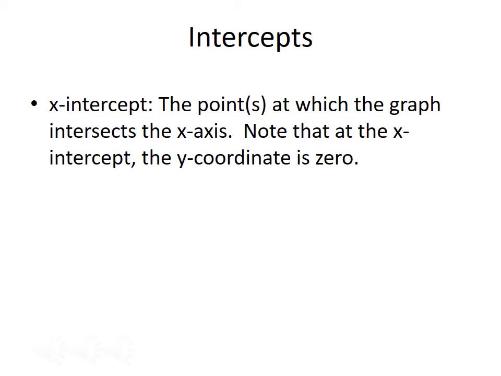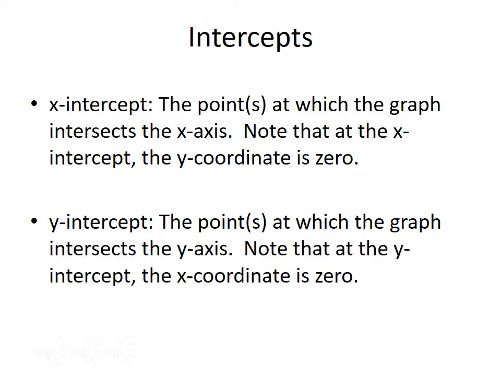Note that at the x-intercept, the y-coordinate will be equal to 0. And the second kind of intercept is the y-intercept, which will be the point or points at which the graph intersects the y-axis. At the y-intercept, the x-coordinate will be equal to 0.